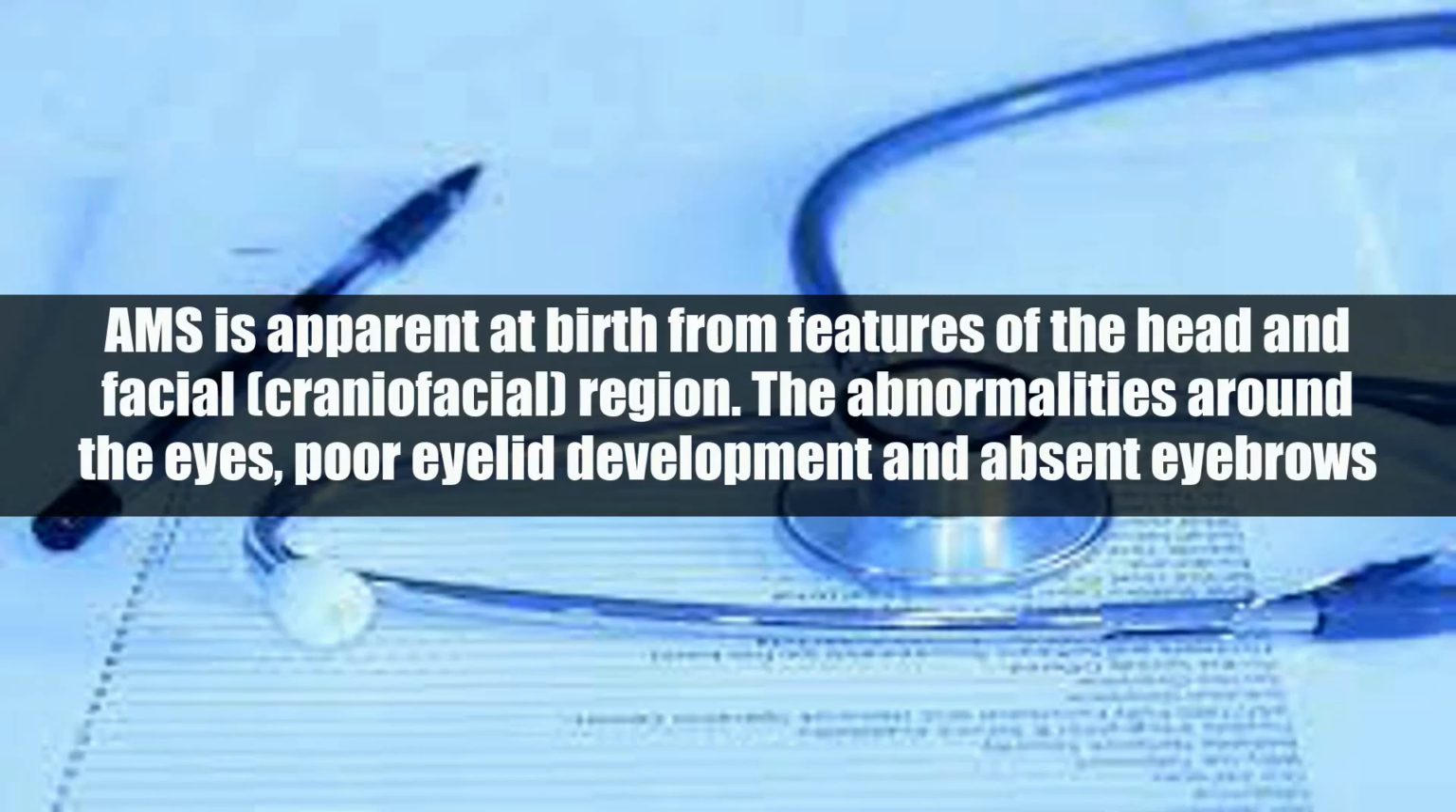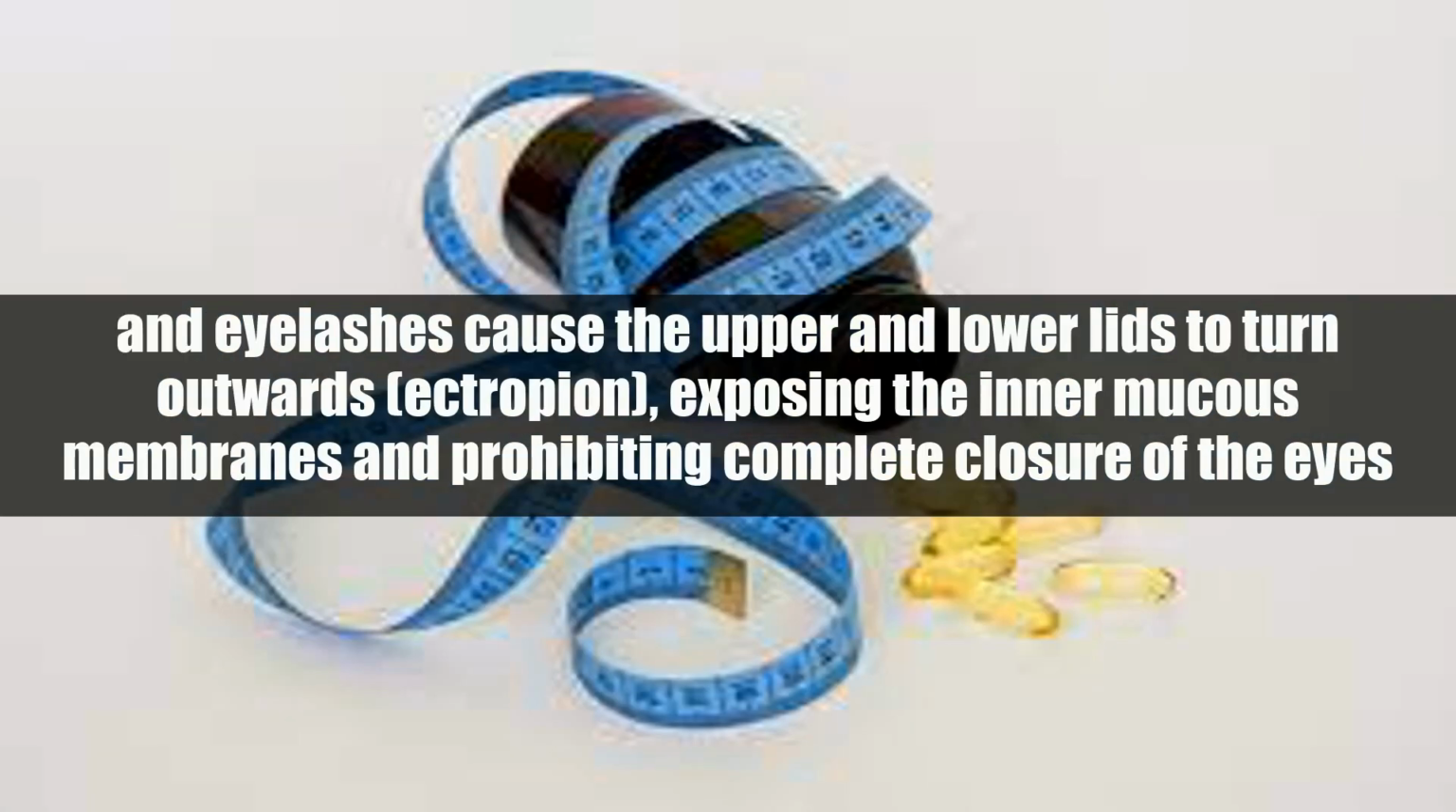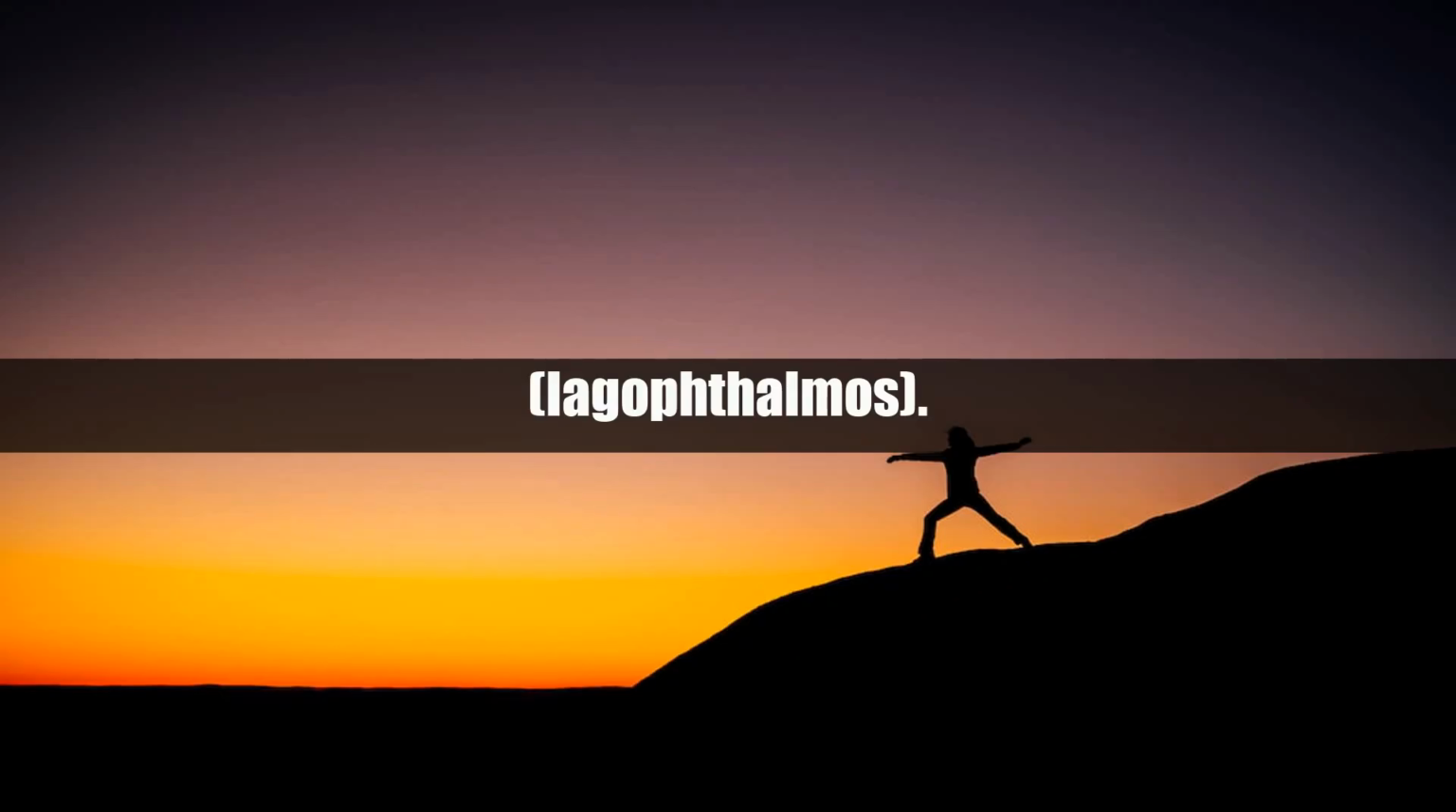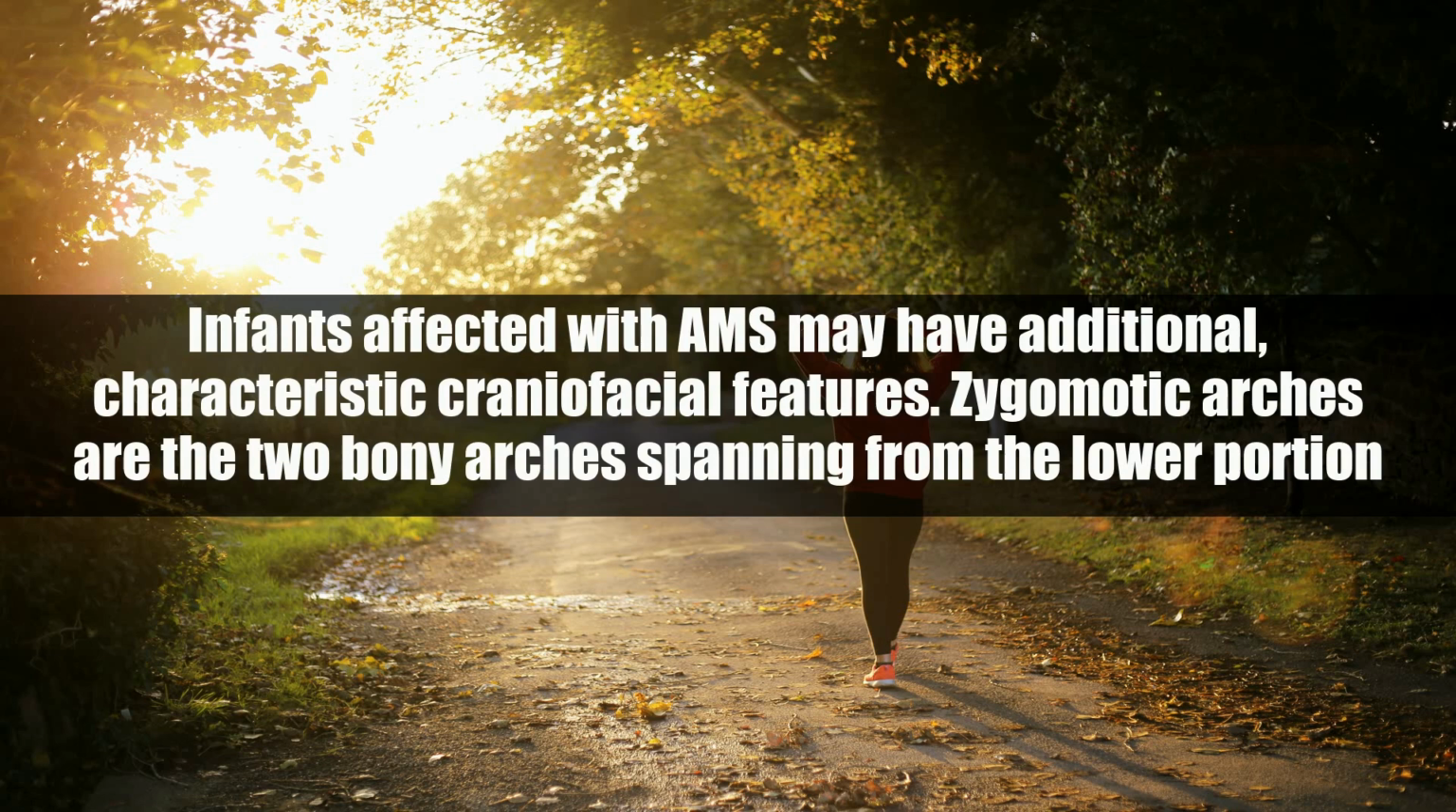Signs and symptoms. AMS is apparent at birth from features of the head and facial, craniofacial region. The abnormalities around the eyes, poor eyelid development and absent eyebrows and eyelashes cause the upper and lower lids to turn outwards, ectropion, exposing the inner mucous membranes and prohibiting complete closure of the eyes, lagophthalmos.